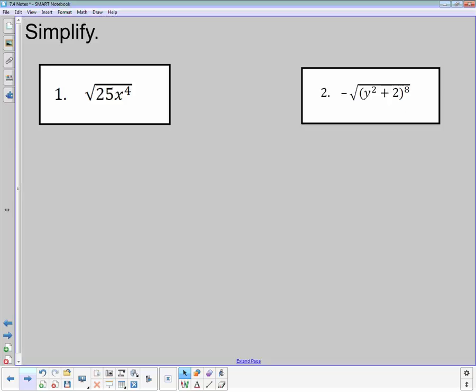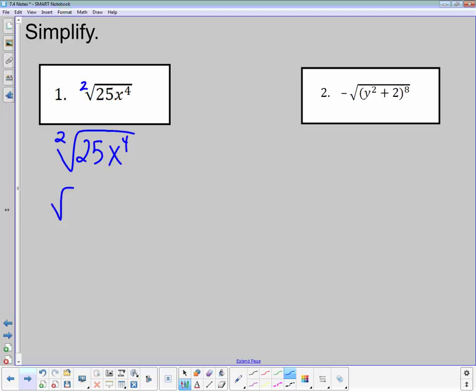All right, so if we simplify this, we have the square root of 25 times x to the fourth. Note that when there is no index, it's always going to be 2. So we have the square root of 25 times x to the fourth. And if you remember, we have the product property of our radicals, and we can actually split this apart to the square root of 25 times the square root of x to the fourth.